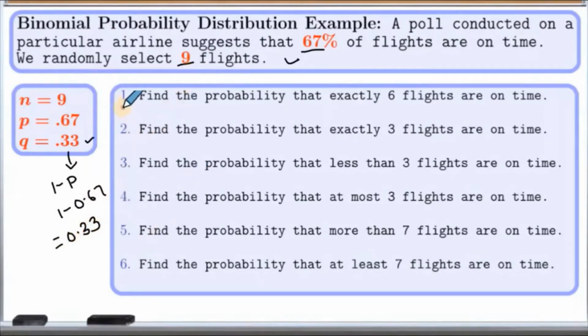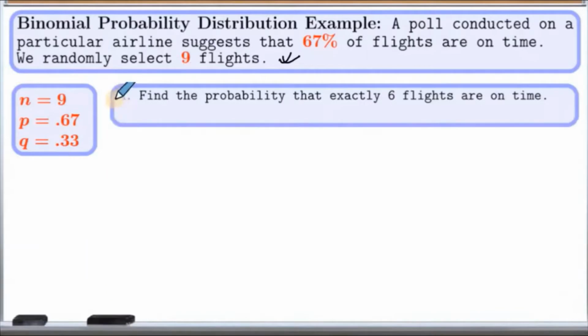So we'll work on each of these problems one at a time. And we will solve these problems in 3 different ways: one using a calculator, second using the formula, and third using Excel. So now let's look at this first problem here. Let me write down the formula first.